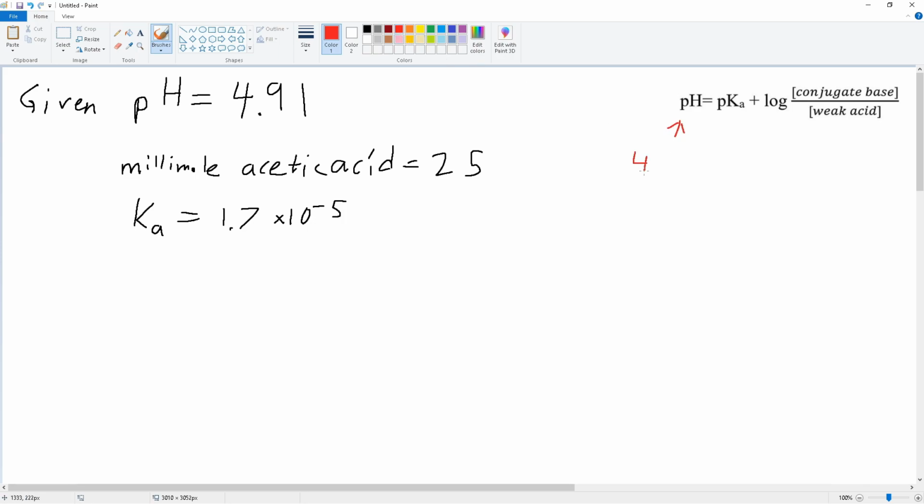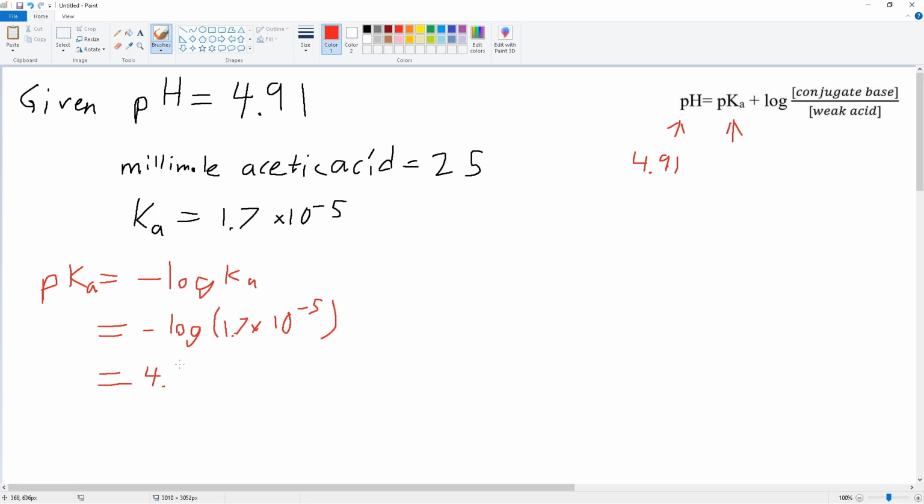So the first thing we can look at is maybe the pH. We're given this in the question, so there's nothing too special here. And the next one is a pKa, which is a little complicated, but really not that complicated. So we know that pKa equals the negative log of the Ka. So that would just be the negative log of our Ka, which is 1.7 times 10 to the negative 5. And that should give us around 4.75 as the pKa for acetic acid.